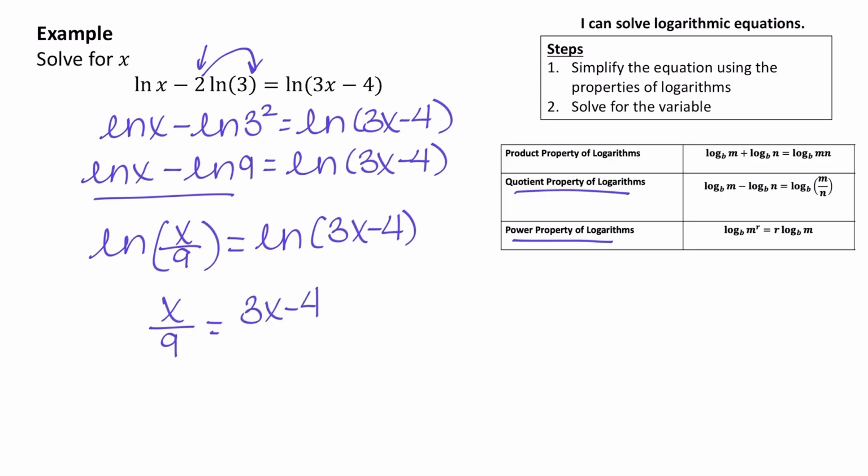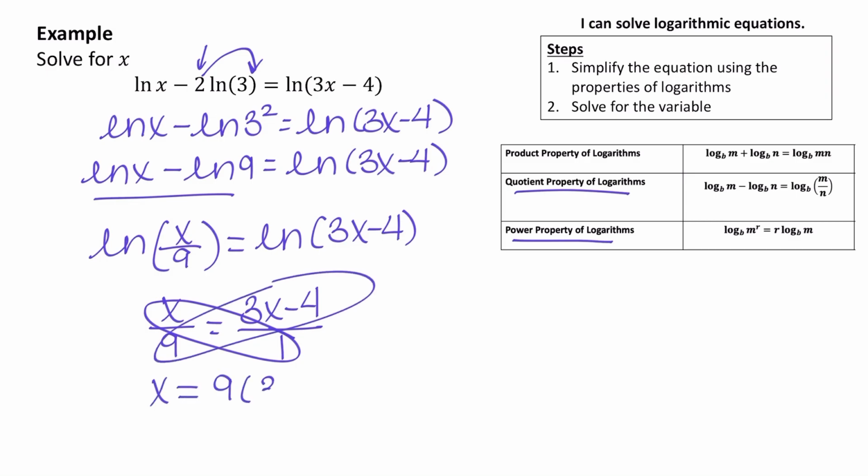So once again, I have a fraction, so I'm going to set this up as a proportion. And I'm going to crisscross multiply. So on the left side, I have x times 1, which is x. And then on the right side, I have 9 times 3x minus 4. So I'm going to go ahead and I'm going to distribute that 9. So I have x equals 9 times 3x, which is 27x, minus 9 times 4, which is 36.